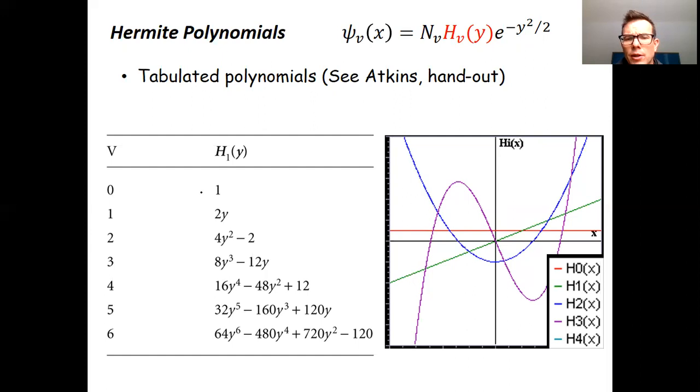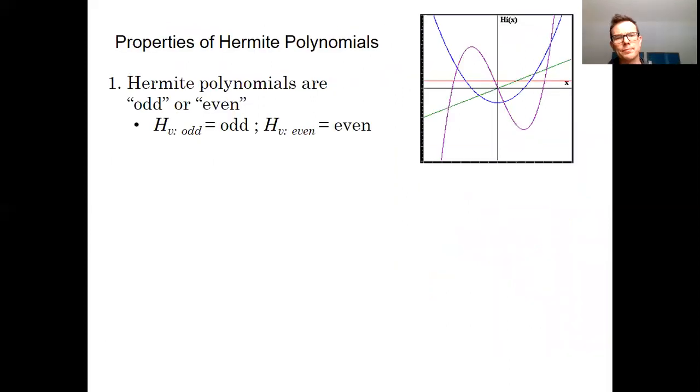So h sub 0 is simply 1. It's a constant. h sub 1 is 2y. Looks like this. h sub 2 is 4y squared minus 2. It's the blue one. So these are simply tabulated polynomials that you can look up in a book. Now, they're famous. They solve some important famous math problems. And Hermite polynomials have some relevant mathematical properties that you should know about.